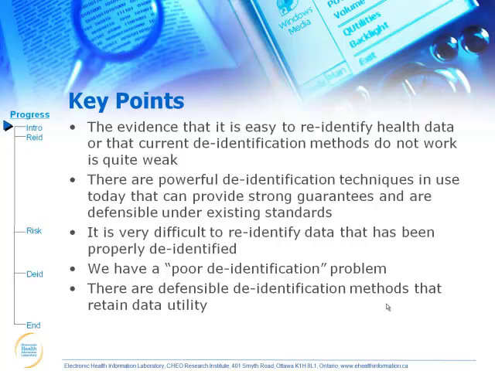And I think that we have a poor de-identification problem, in the sense that a lot of data is released that's not de-identified properly. And this is really the main issue we're dealing with: if people are releasing data that's not de-identified properly, then it makes it easy to determine the identity of the individuals in those data sets. And that is a real problem.